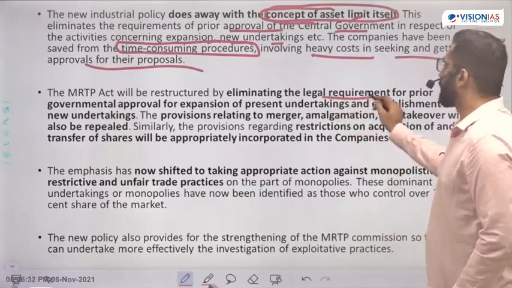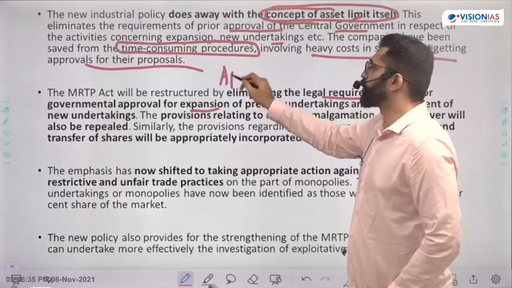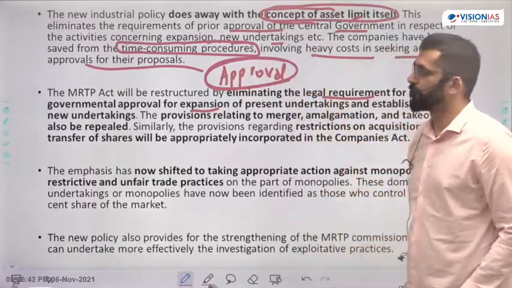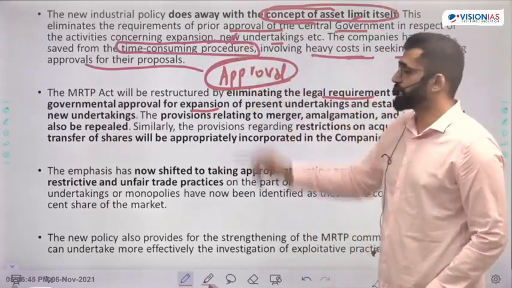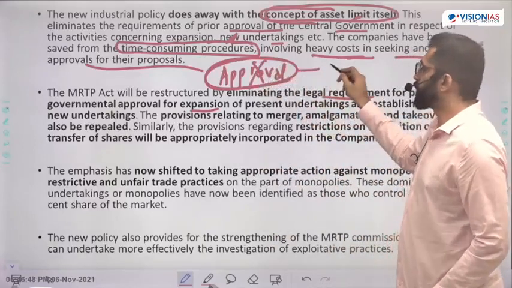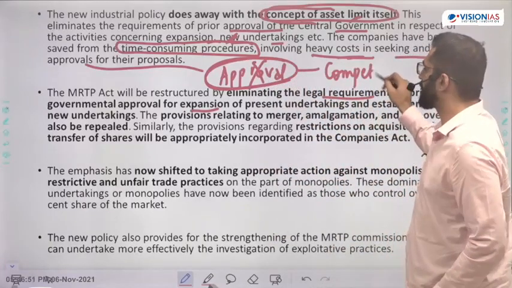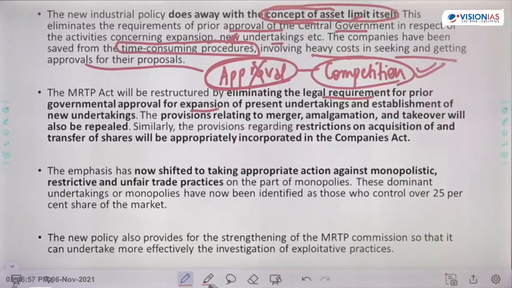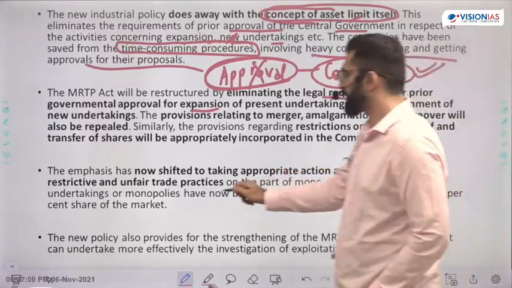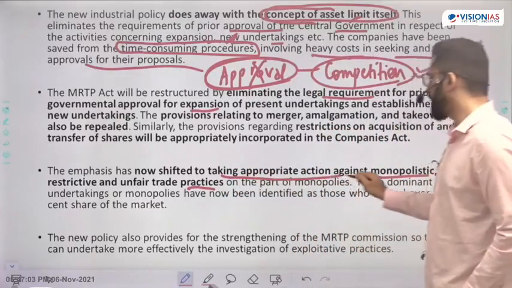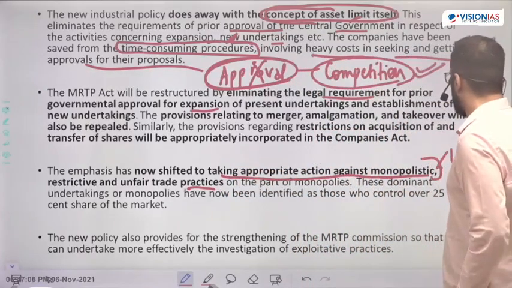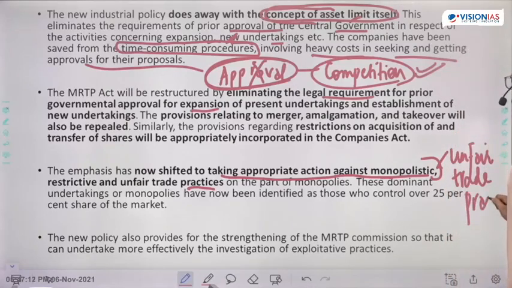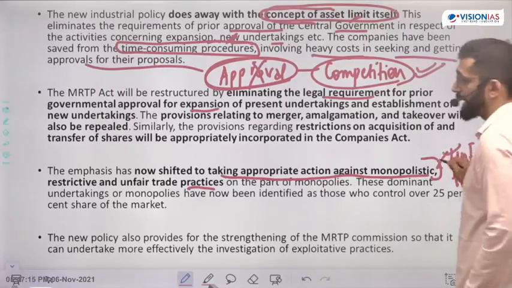Now, eliminating the legal requirement for private government approval. Majorly it was an approval regime. Yes, we were reducing red tapeism. We were reducing the time consuming and the heavy cost in seeking approvals. Approval regime हटाके, now it was focusing more on maintaining competition. Earlier it had lost its main significance of competition against monopolistic, restrictive and unfair trade practice. Now see, shifted to appropriate action against these unfair trade practice. Approval centric हो गया था process. Now it has brought it back towards its main goal.